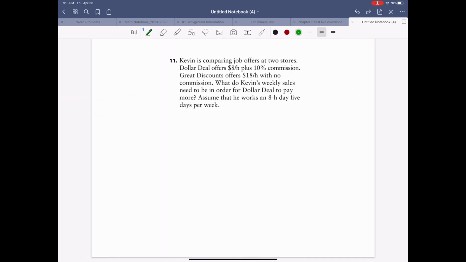Yeah. This question here: Kevin is comparing job offers at two stores. Oh, it's comparing again. Awesome. So Dollar Deal: $8 per hour plus 10% commission. Okay, so assume that he works an 8-hour day, 5 days per week. Let's sort out how many hours he needs to work. So 8 hours a day, 5 days a week, times, so 40 hours a week.